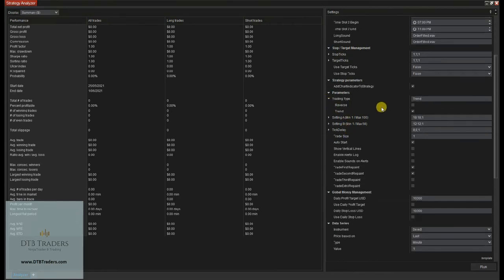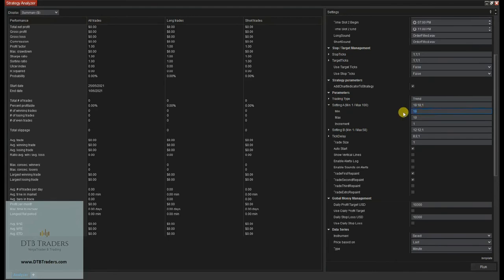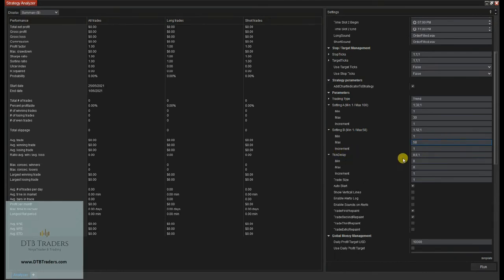Let's leave it at trend in this example. So you can optimize trend and reverse, but I want to see the brick walls for trend. And I've got a setting A as 1, and I'm going to choose 30 as setting B, as the second number. Setting B, I'm going to choose 1 and 58. And tick delay, I'm going to just leave that at a 0.